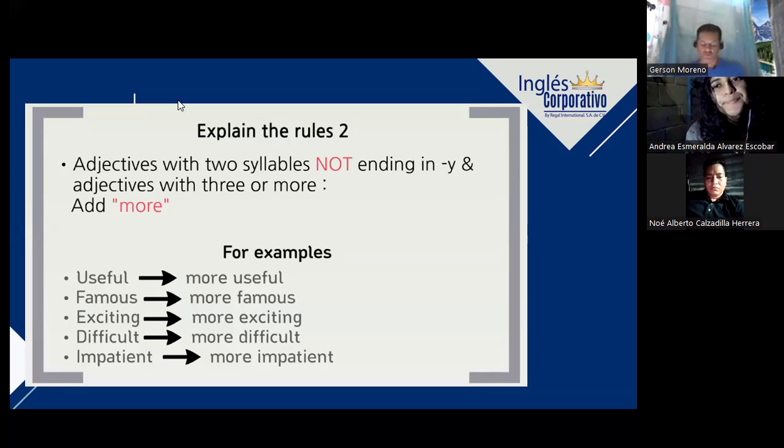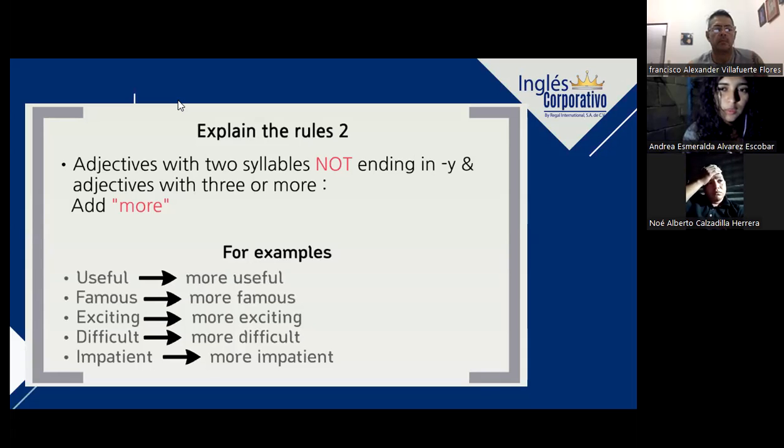En este caso, pues usamos more para decir más. Famous, ¿qué significa famous? Famoso. ¿Y más famoso? More famous. Ahí vemos la división. Ahí vemos que hay dos sílabas. Use y full. Use es una sílaba y full es otra sílaba. Entonces ya hay dos sílabas ahí.